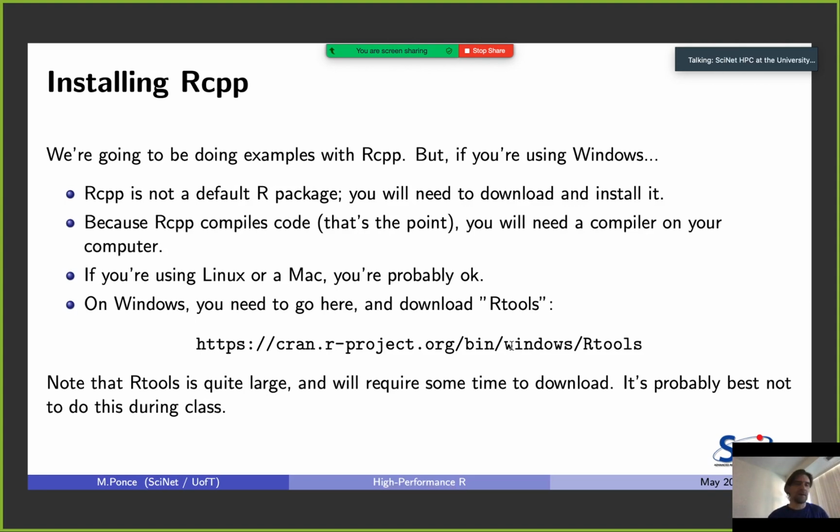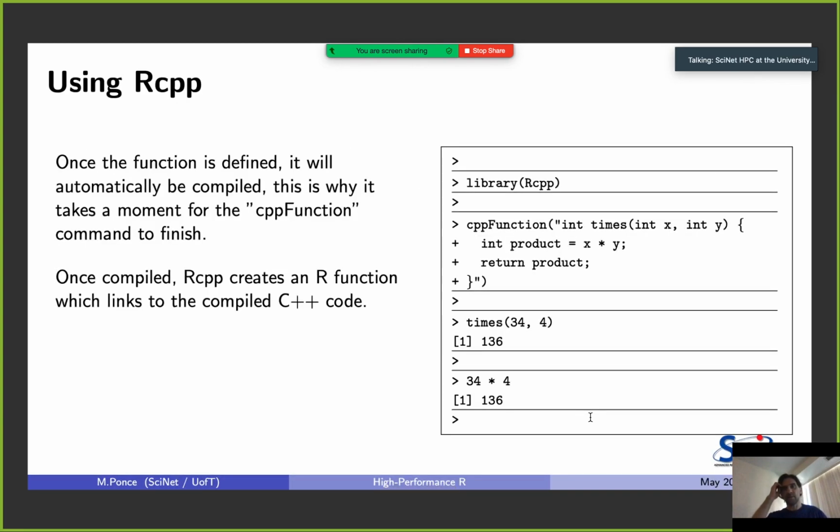Now, the real final part is Rcpp. And so one thing is that Rcpp has to be installed, and it's not one of the default packages in R, so it requires some manipulation. You can always do install.packages Rcpp. The caveat here is if you're going to do this on a Windows machine, you need to also download RTools. Okay, and this is the link. So RTools is quite large and it will require some time to download, so it's probably not the best idea to do it during class, especially since we are almost done. But you can try this at home, and I will invite you to do so because it's a really good performance improvement.